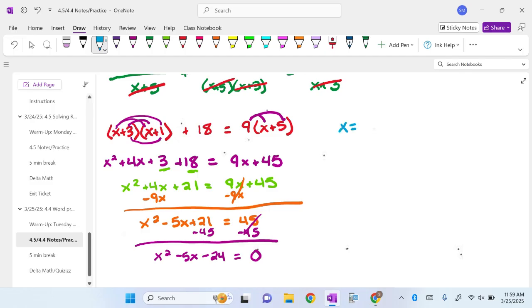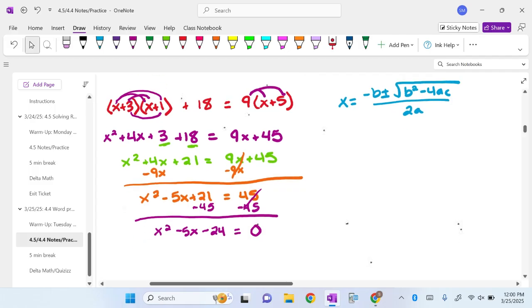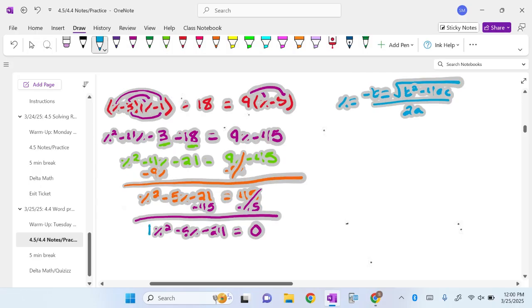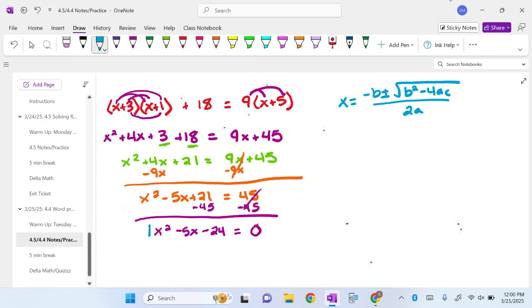So remember, the quadratic formula is x equals negative b plus or minus the square root of b squared minus 4ac, all over 2a. And remember, only numbers go in the quadratic formula, no variables. So no letters will be seen in the quadratic formula. Now, I'm going to label this as ABC. The x squared is connected to the a, the x is connected to the b, and the c is the constant. So a is equal to 1, b is equal to negative 5, c is equal to negative 24.